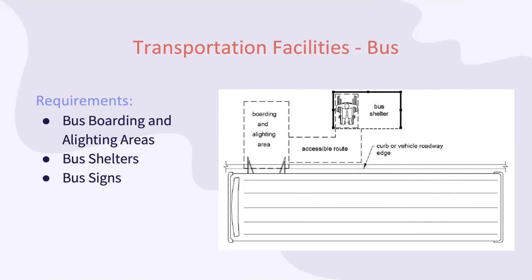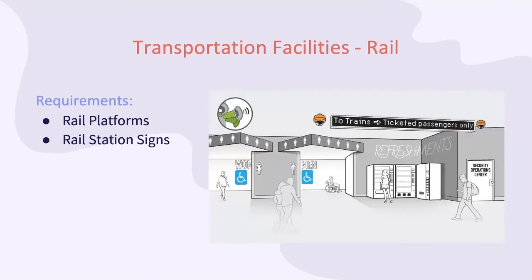Bus route identification signs must comply with communication accessibility requirements in Chapter 7. However, bus schedules, timetables, and maps posted at bus stops or inside bus shelters do not. Next, we have railroad requirements.